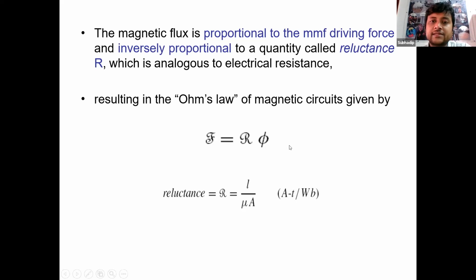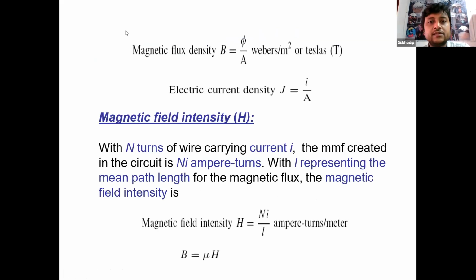Now move on to the next slide. Now you see this. We know that magnetic flux density is similar to what in an electrical circuit is called electric current density. Similar thing applies for the magnetic circuit, whenever the flux is flowing, just as when current passes through a conductor.